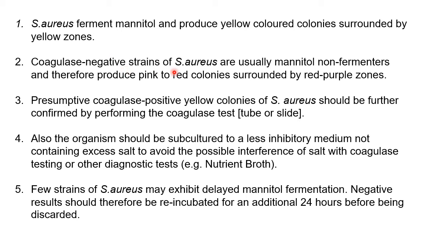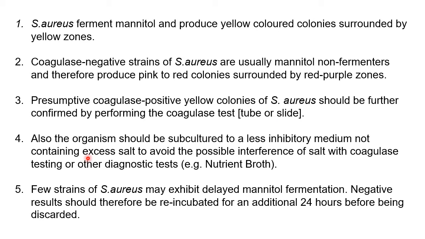Now the coagulase negative strains are usually mannitol non-fermenters, and therefore they produce pink to red colonies surrounded by a red-purple zone. Presumptive coagulase positive yellow colonies of Staphylococcus aureus should be further confirmed by performing the coagulase test. Mostly the ones which are pathogenic, which show a positive result on the MSA, those particular isolates of Staphylococcus aureus should be confirmed by performing the coagulase test. You can perform it on a slide or by using a tube.